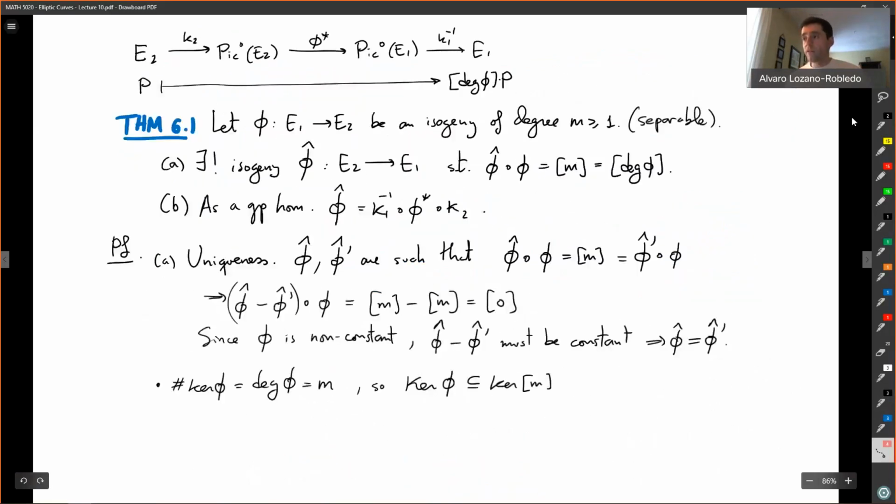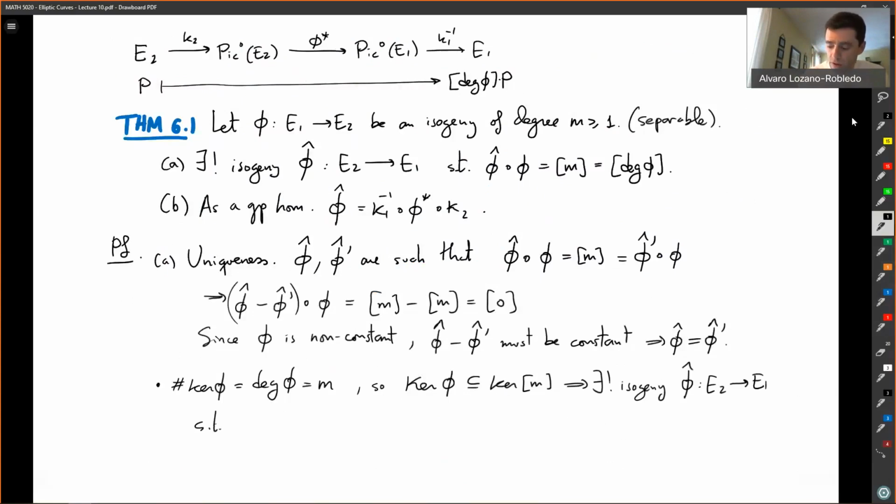Okay, so because the kernel of phi is contained in the kernel of multiplication by m, there is a unique isogeny phi-hat from E2 to E1 such that their composition matches the larger kernel, so that phi-hat composed with phi is multiplication by m. So we had two isogenies, multiplication by m and phi, and now there is a composition with an isogeny that gives exactly that other isogeny, multiplication by m. Okay, so there is one isogeny that does this job, but let's see that this phi-hat is by definition the same phi-hat as defined above.